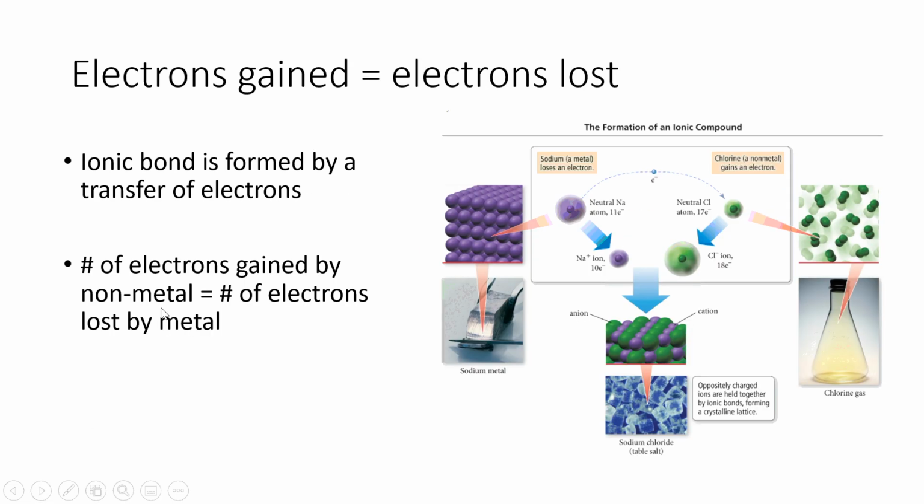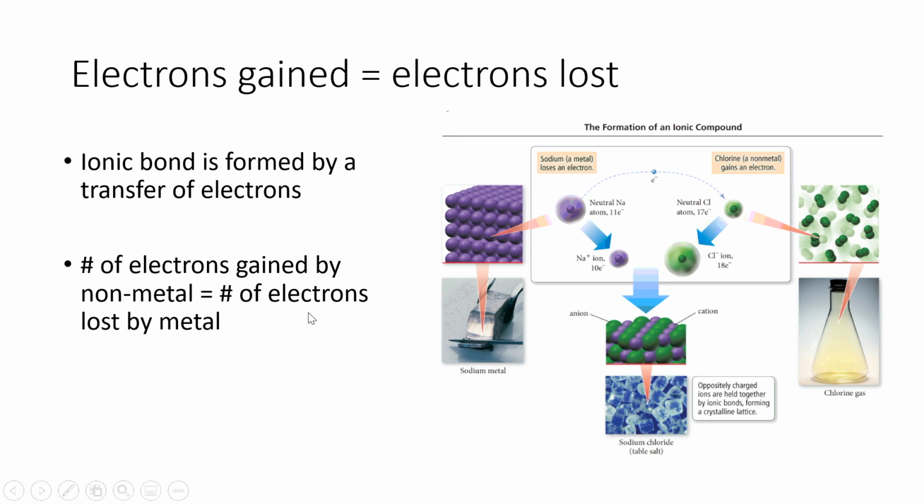Another important thing to know about ionic bonds is that when you form an ionic bond, the number of electrons gained will equal the number of electrons lost. So, law of conservation of matter, these electrons are not just going to appear or disappear into thin air. If someone's losing electrons, that's because someone else is taking them.